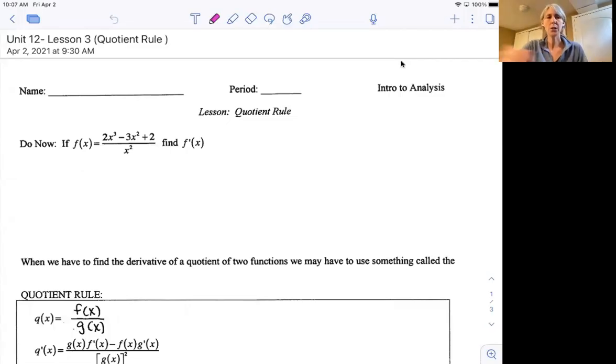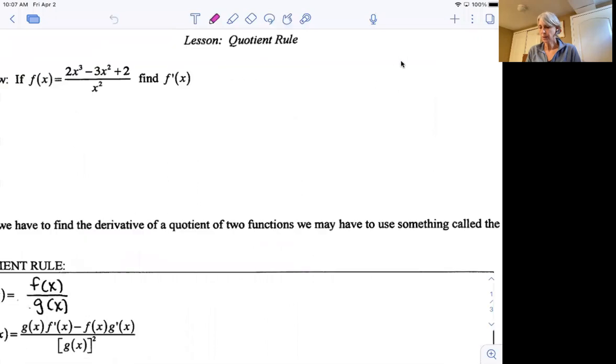Hi, everyone. Today we're on Unit 12, Lesson 3, and today we'll be talking about the quotient rule. Let's start with our do now.